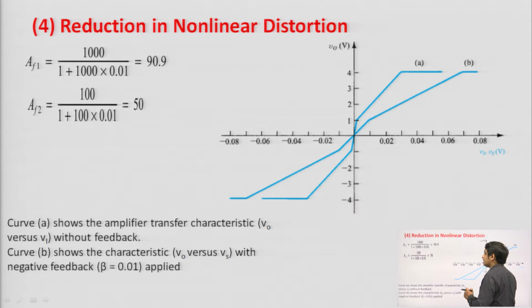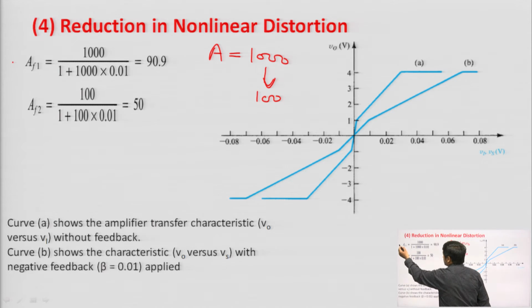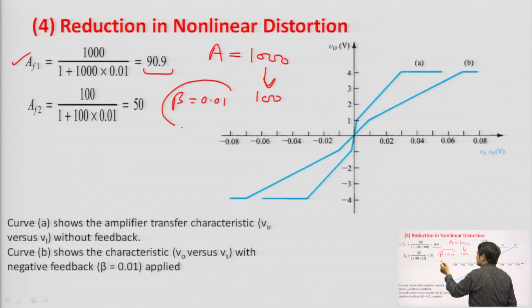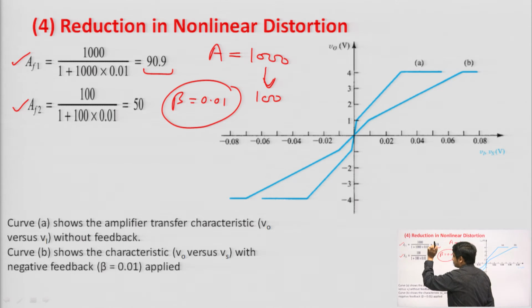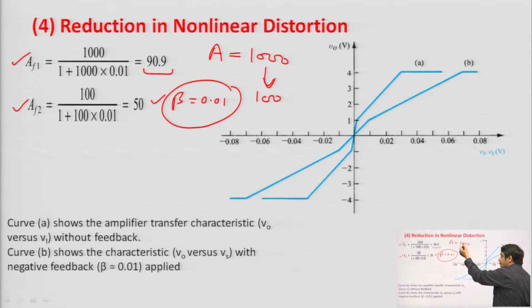To understand it, let us consider that the open loop gain is 1000 for an amplifier, and this open loop gain is reduced from 1000 to 100. Then we have to calculate the effect on the closed loop gain. Corresponding to 1000 open loop gain, the closed loop gain AF1 is 90.9 if beta is 0.01. This is just an example. Beta is the feedback ratio. Corresponding to open loop gain A equal to 100 and beta equal to 0.01, the closed loop gain is 50. So when the open loop gain is reduced by a factor of 10, the closed loop gain is reduced from 90.9 to 50.